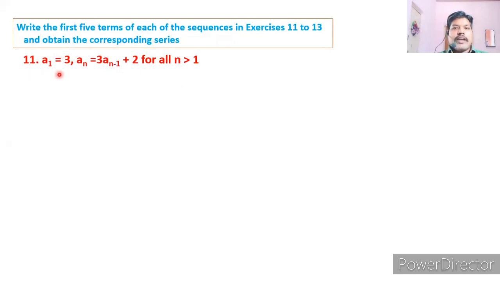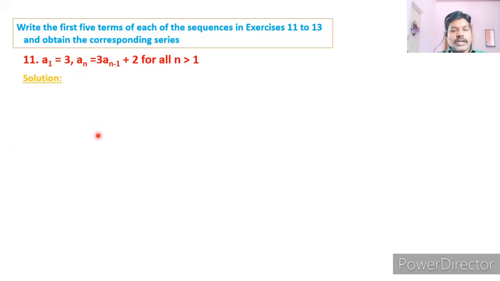They are already given A1 and the nth term also, AN. What is A1? A1 is equal to 3, and the nth term is AN equal to 3 into AN minus 1 plus 2, for n greater than 1. For n equal to 1, they are already given the A1 value. From A2, you have to calculate.